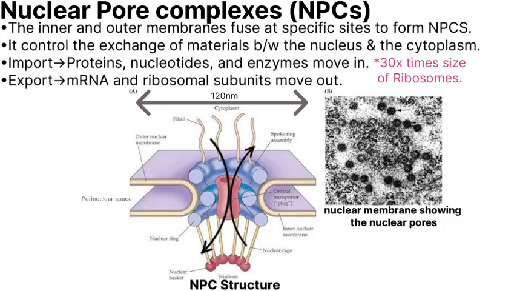If any of you is still doubtful, I'll clear it in the next slide. But before that, let's see their basics first. Their overall size is 120 nanometer in diameter, which makes it one of the largest protein complex structures in the cell. It is 30 times larger than a typical ribosome.